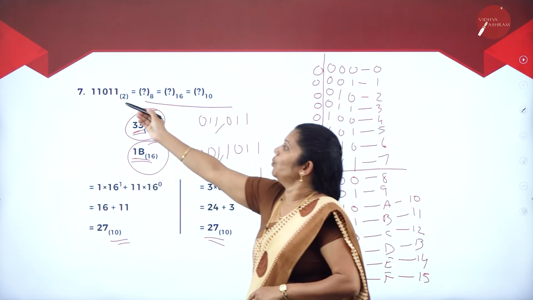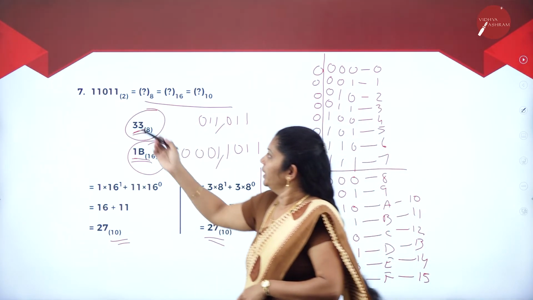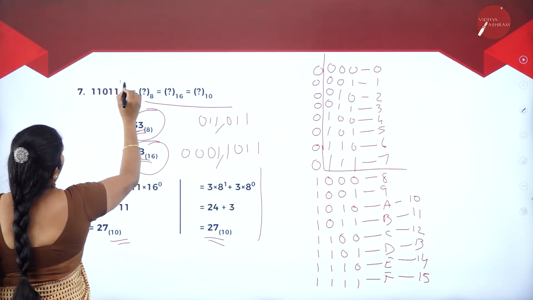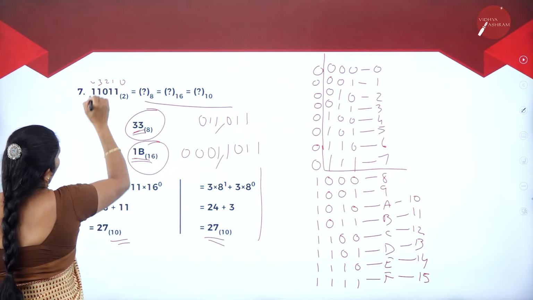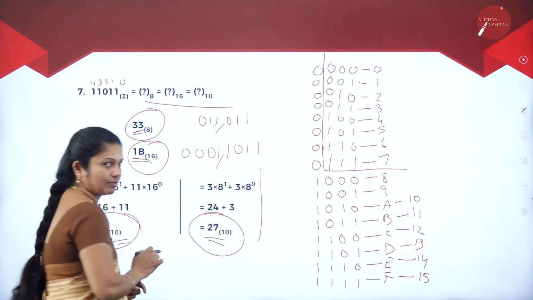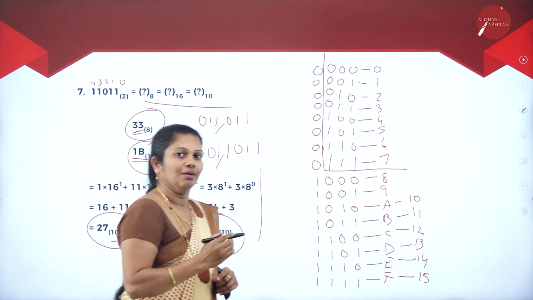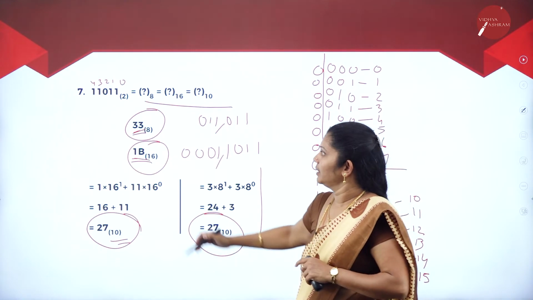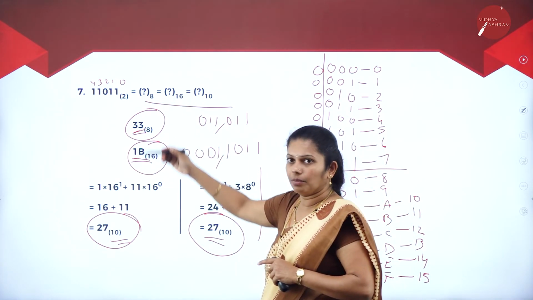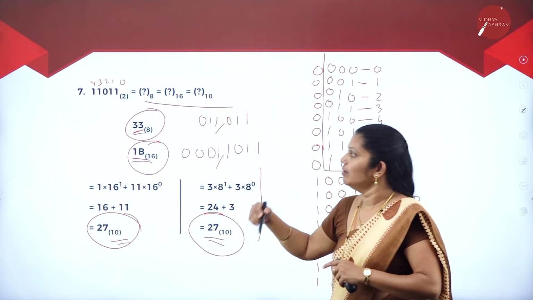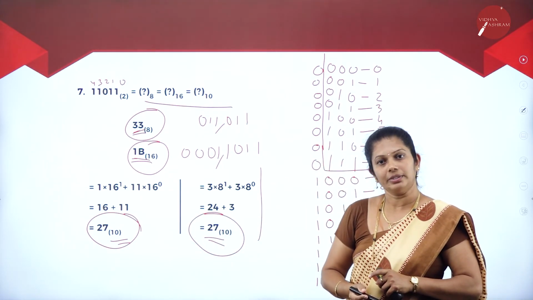Otherwise, you can use a binary number also. Each digit is multiplied by 2, and you increase the power: 0, 1, 2, 3, 4. Then you will get the same result, 27 only. It means that from whichever number to whichever number you want, you can convert. You can convert from a binary number to decimal, or from an octal number to decimal, or from a hexadecimal number to decimal.